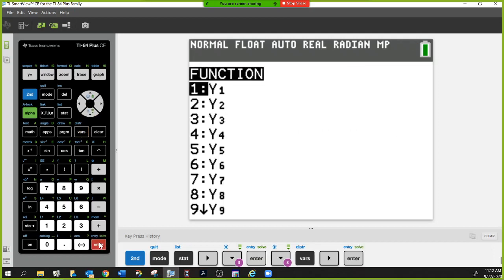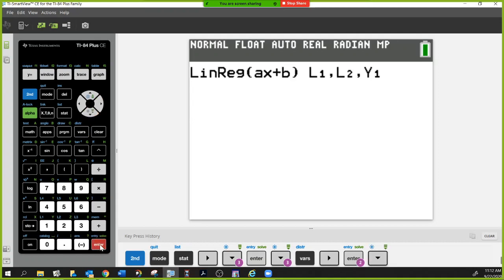Yeah, what a crappy calculator. Oh yeah, $120 crappy calculator.